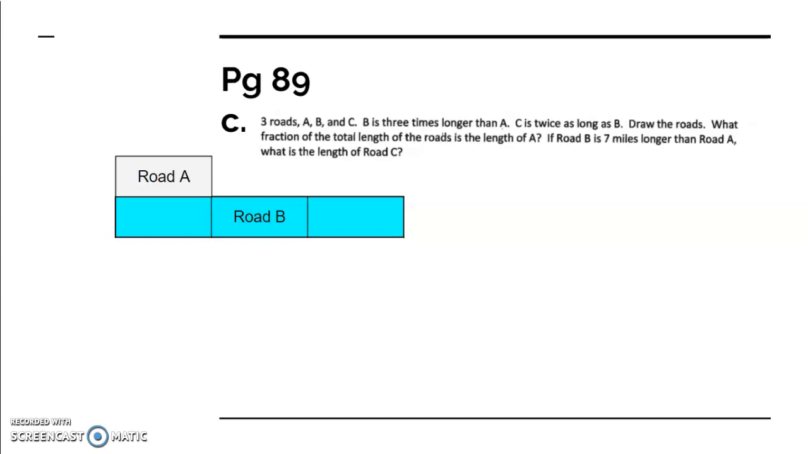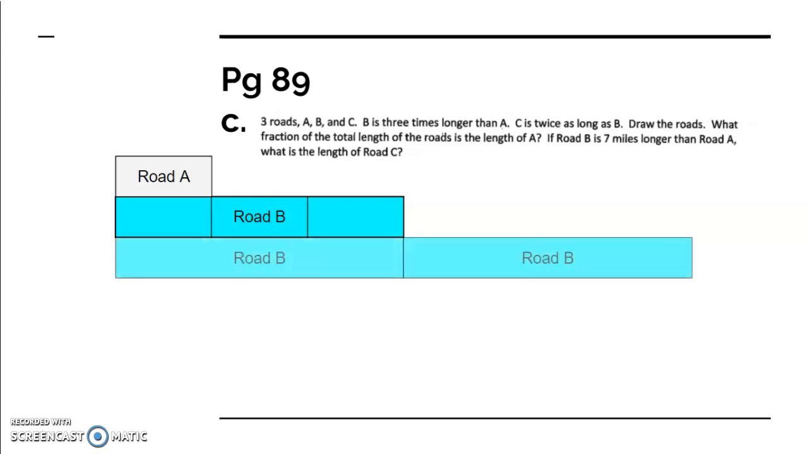Alright, and then we have C is twice as long as B. So what I'm going to do is make 2 copies of road B and put them side by side. Pretty simple, pretty easy. Now I'm going to cut it up into equal pieces so that I can see that. And now I'm going to label that as road C.